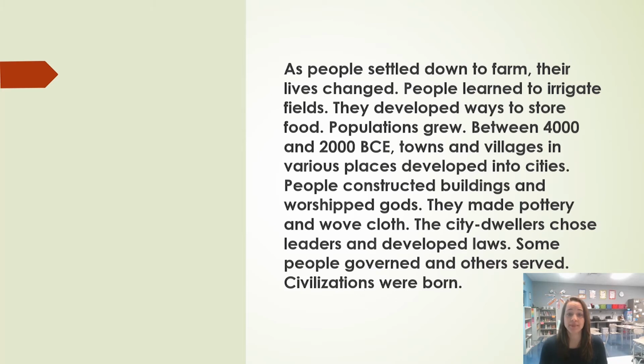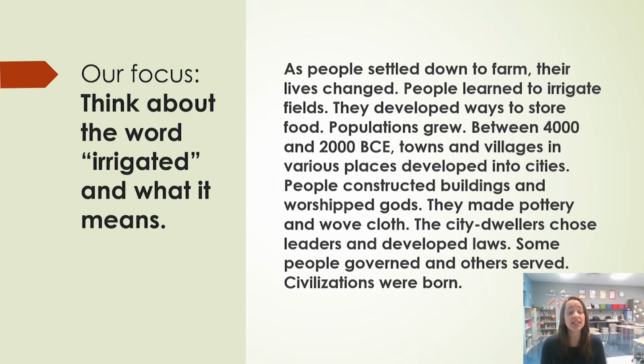As people settled down to farm, their lives changed. People learned to irrigate fields. They developed ways to store food, and populations grew. Between 4000 and 2000 BCE, towns and villages in various places developed into cities. People constructed buildings and worshipped gods. They made pottery and wove cloth. The city dwellers chose leaders and developed laws. Some people governed and others served. Civilizations were born.